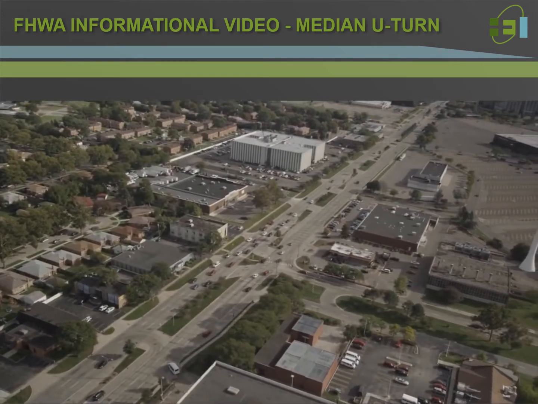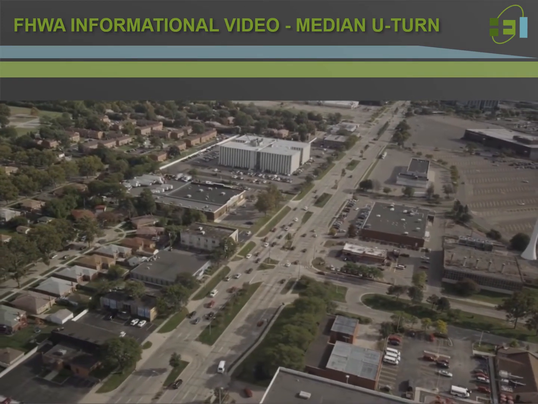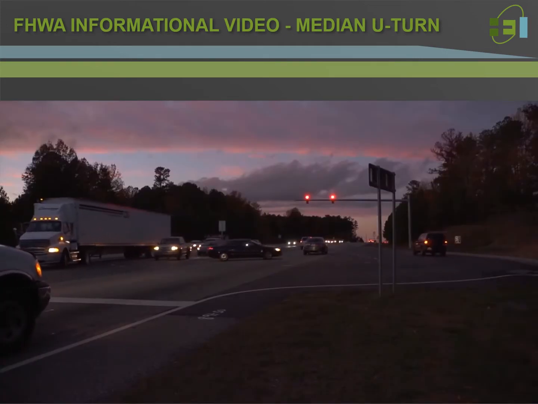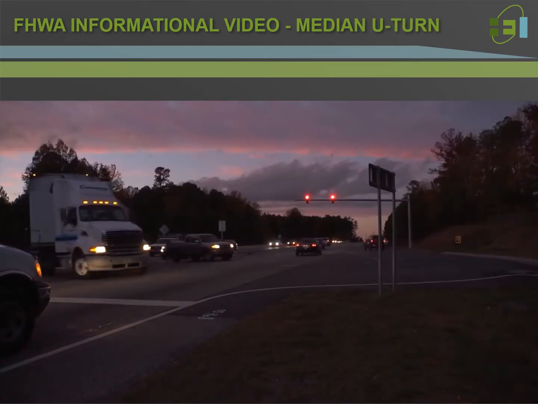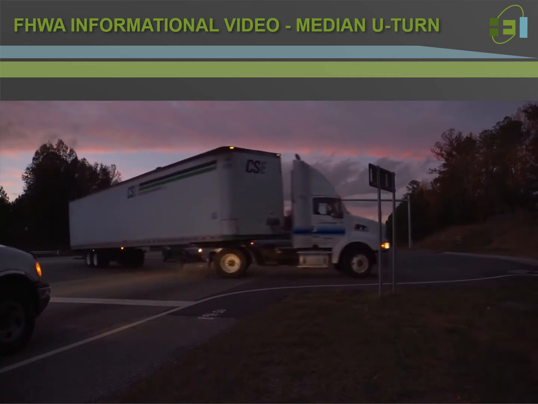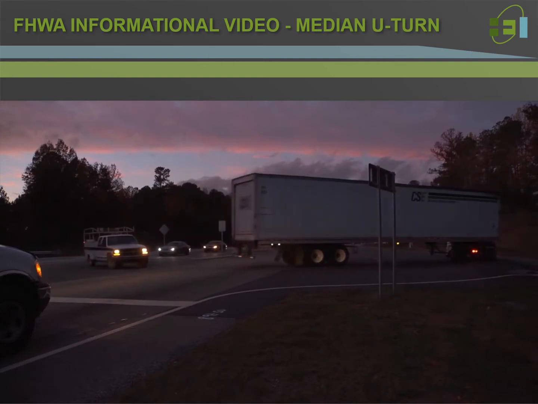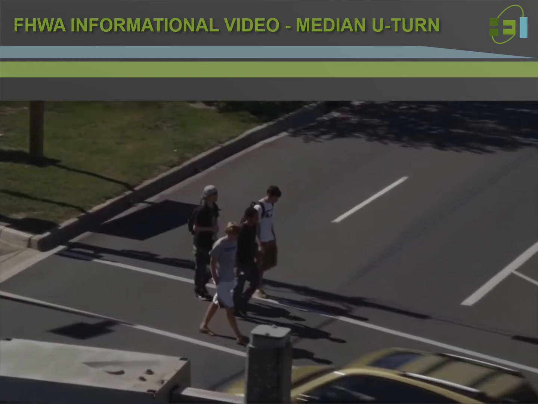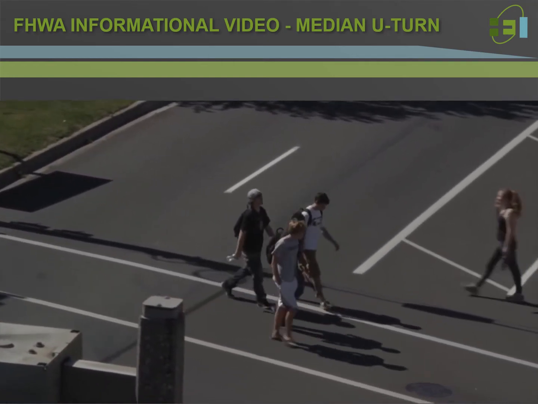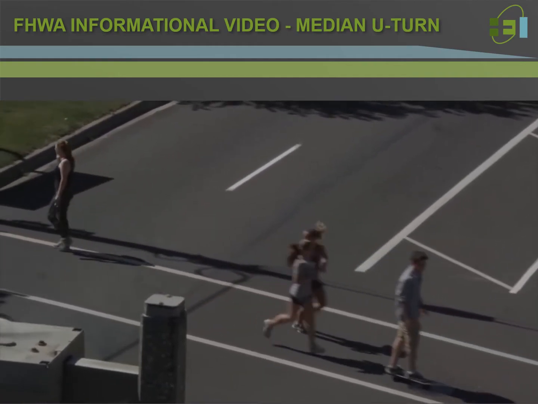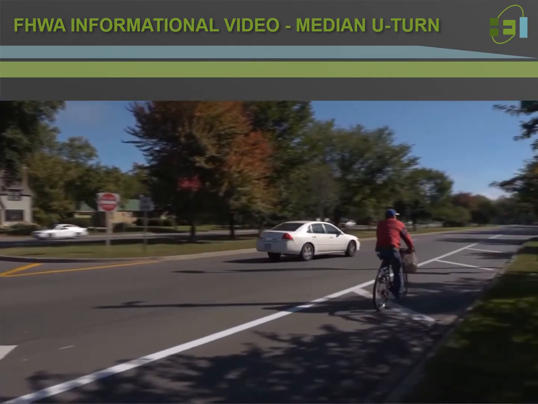Median U-turns have been implemented along roadways with both narrow and wide medians. When the median width is narrow, extra pavement or loons or bump-outs can be installed to accommodate larger vehicles. Relocating the left turn reduces the number and complexity of conflicts between traffic and pedestrians and bicyclists, especially at the far side of the turn.